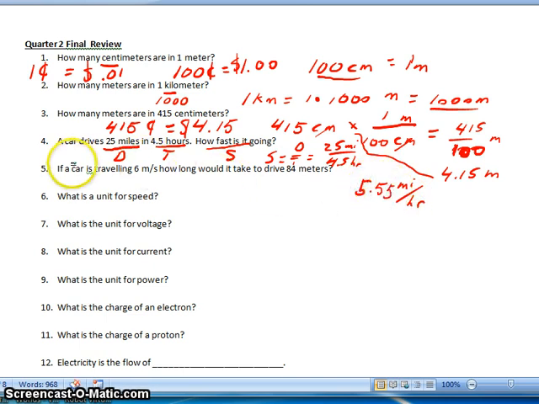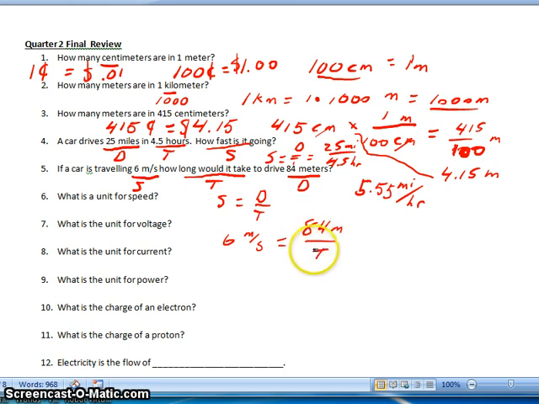All right, number 5. If a car is traveling 6 meters per second, how long would it take to drive 84 meters? 6 meters per second is a speed. How long would it take means we're trying to find time. 84 meters is a distance. So here's our equation: speed is equal to distance over time. Now we fill in what we know. Speed is 6 meters per second, distance is 84 meters, and time is what we're trying to find.